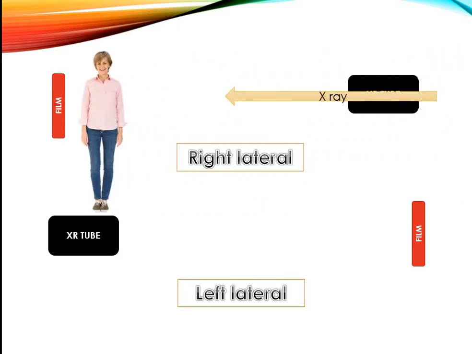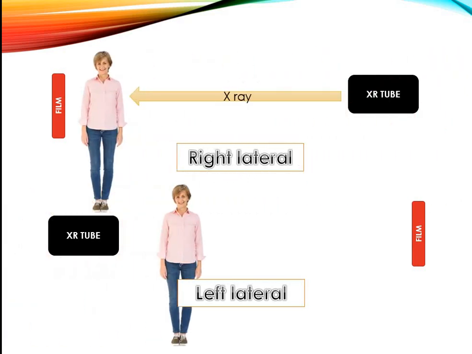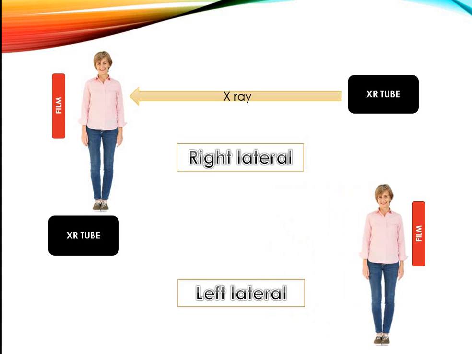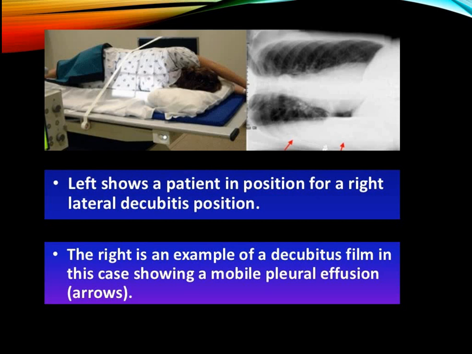The lateral chest X-ray is named right or left according to the side which is nearest to the film. This is the lateral decubitus chest X-ray. It has very dedicated indications. For example, in detection of a very small amount of pleural effusion or pneumothorax which is not detected by the erect PA chest X-ray.